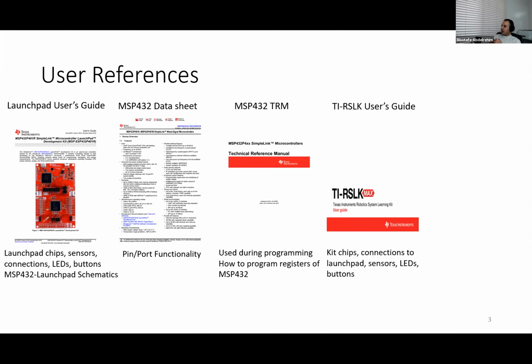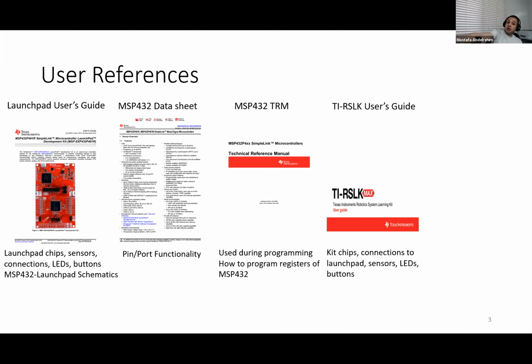The fourth reference we have is the TI-RSLK user's guide, for the kit itself, the whole kit, the chassis. So this is a Launchpad. This is a small thing here. I know it's not that clear. So this is the Launchpad, and it has a separate user's guide manual. But the kit itself has another user's guide.